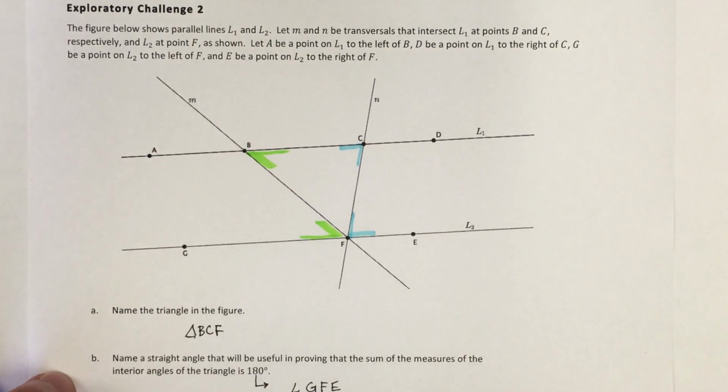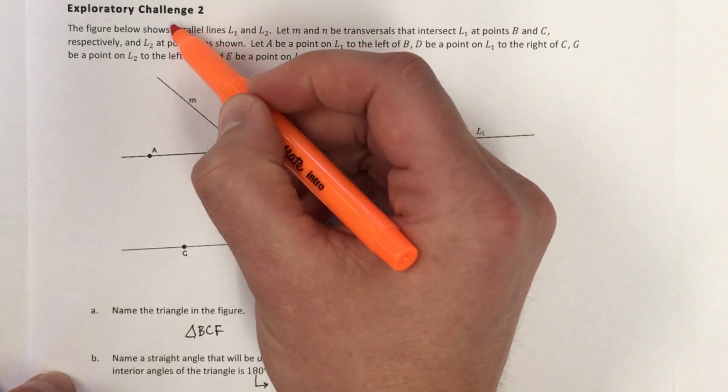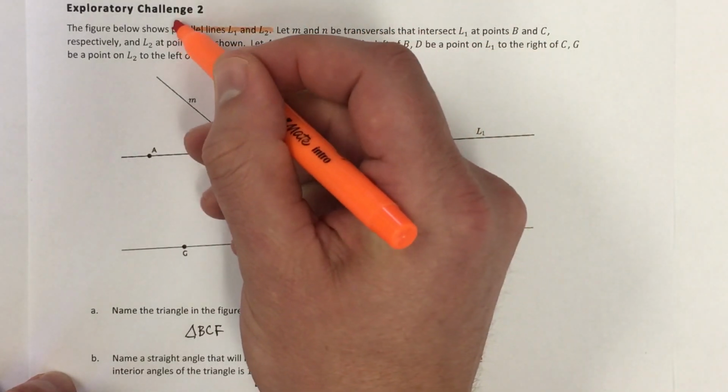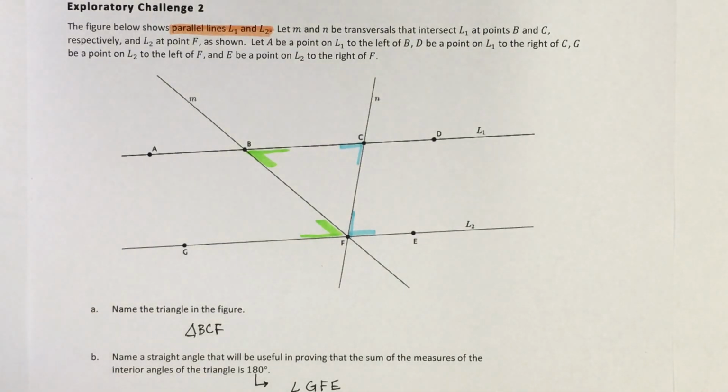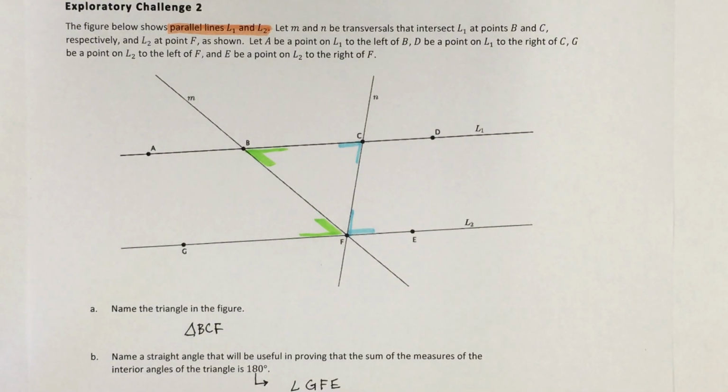Here we are, exploratory challenge number 2. I highlighted some of the alternate interior angles. I also want you to look at the figure below and show that lines are parallel. You might want to highlight that. We get really nice results when we know that our lines are parallel, and they help us out when we're dealing with corresponding angles, alternate interior angles, alternate exterior angles, and so on. Please draw the diagram down on your paper, as I probably will end up moving it off the page, but you still want to be able to reference it.